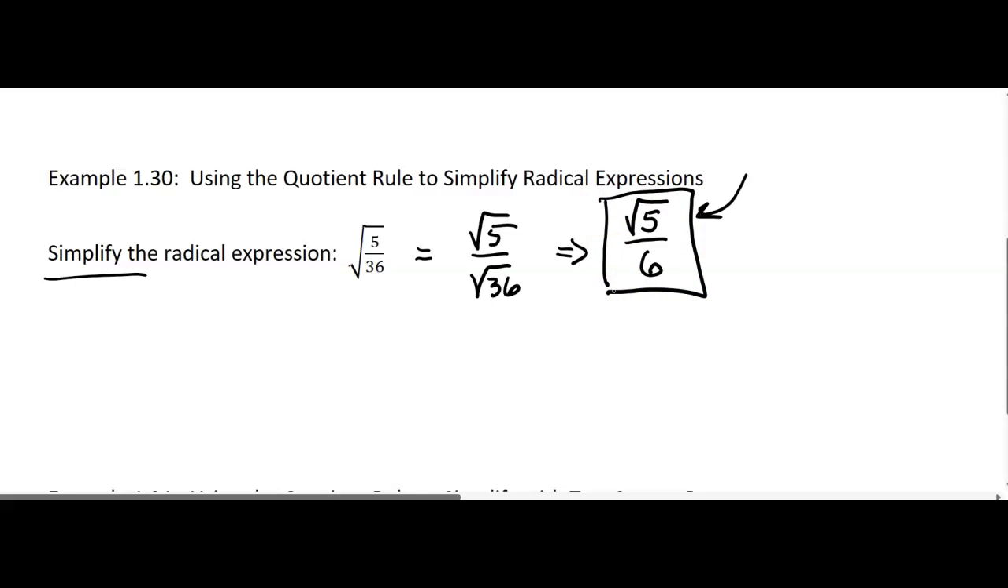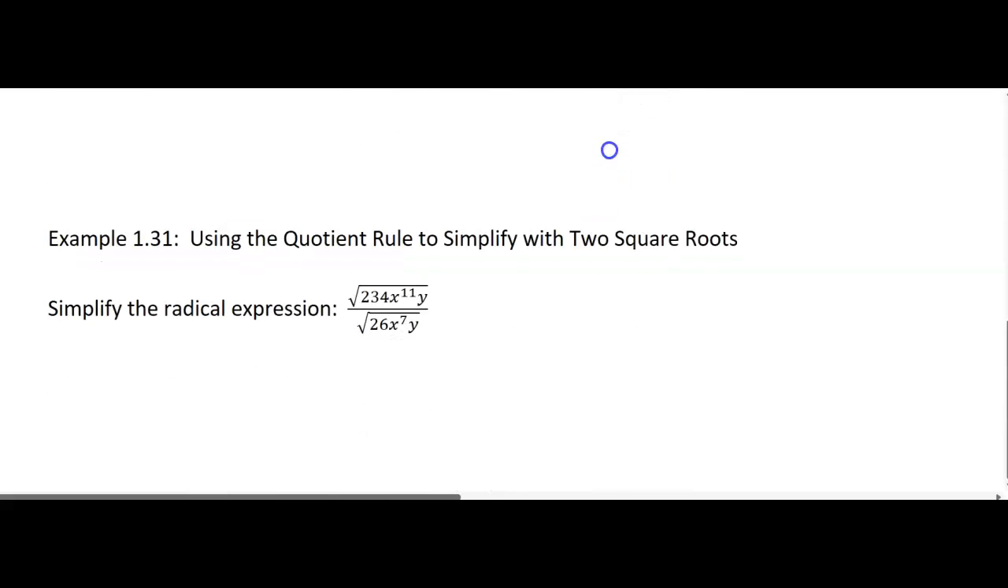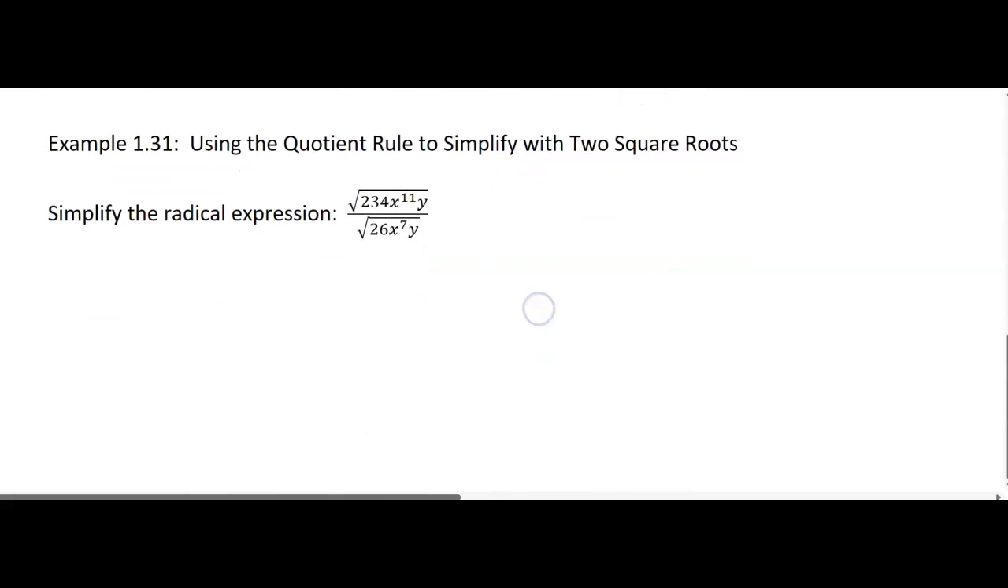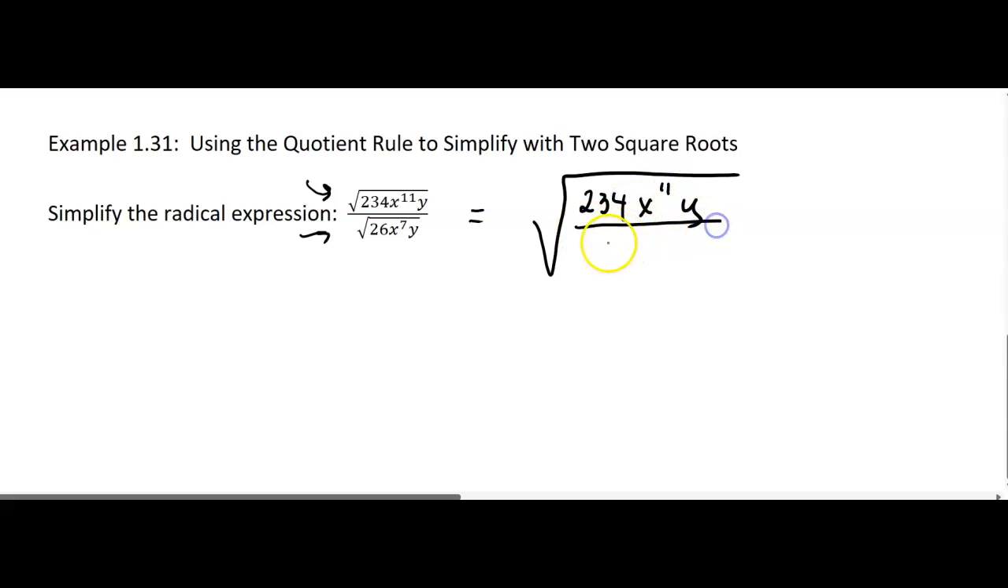That's that one. All right, now let's look at this one. Oh my, that one's a little more complicated. Okay, so see how you've got a radical up here and a radical down here? Maybe it would be better to write it all as one radical. So I'm going to say it's the square root of 234 x to the 11th y over 26 x to the 7th y.